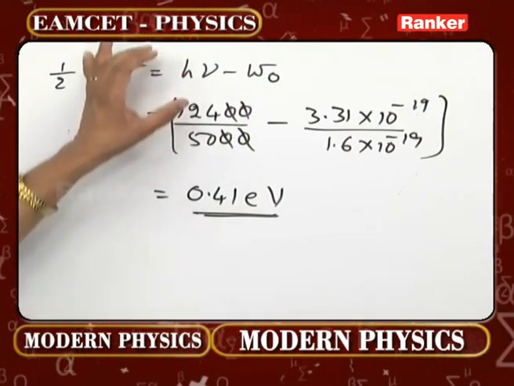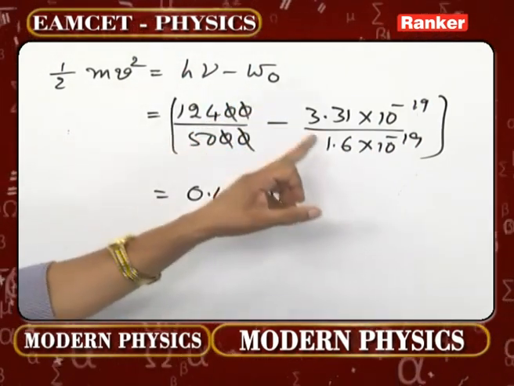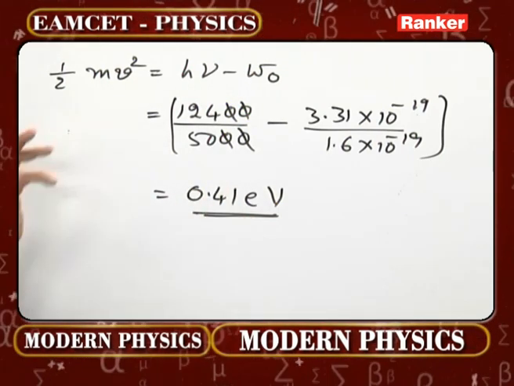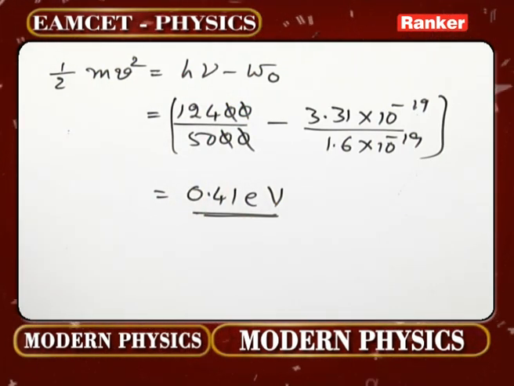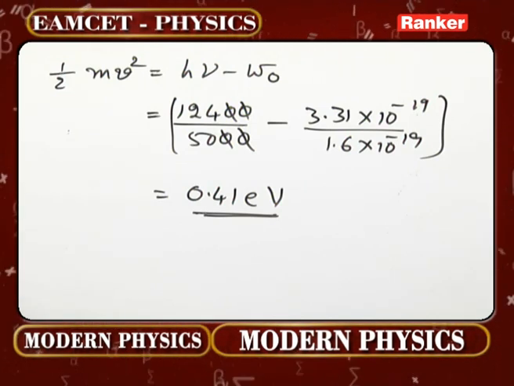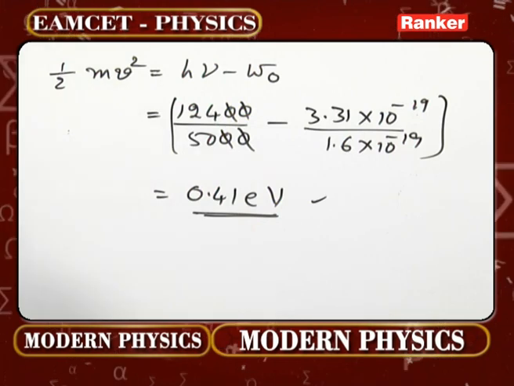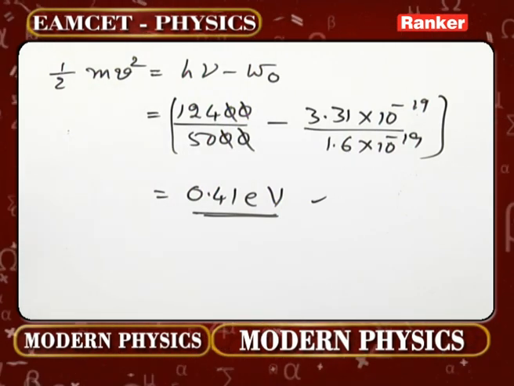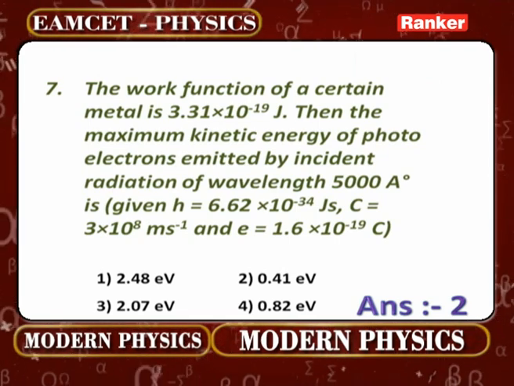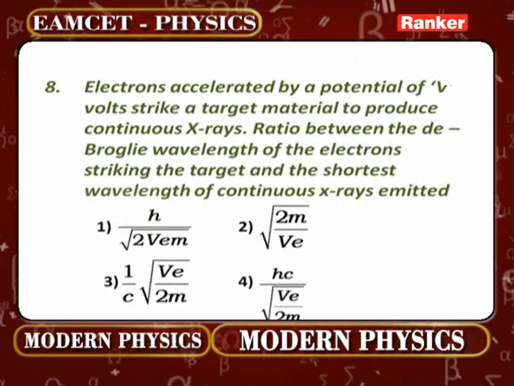So very simple: this you write directly in electron volt, this you convert into electron volt. The difference between these two gives you the kinetic energy of the emitted photoelectron. So around 0.41 electron volt will be the answer, and the second option is going to be tallied for question number 7. Look at the next one, problem number 8.